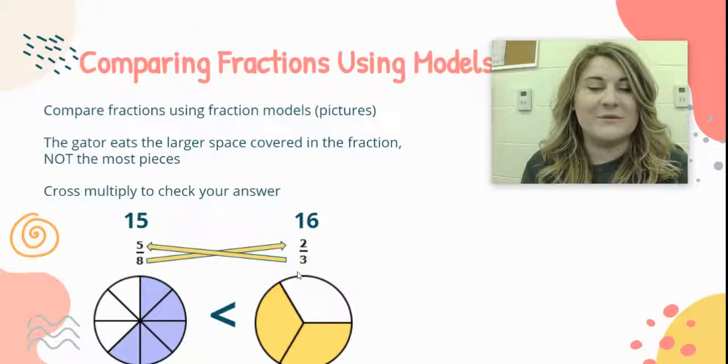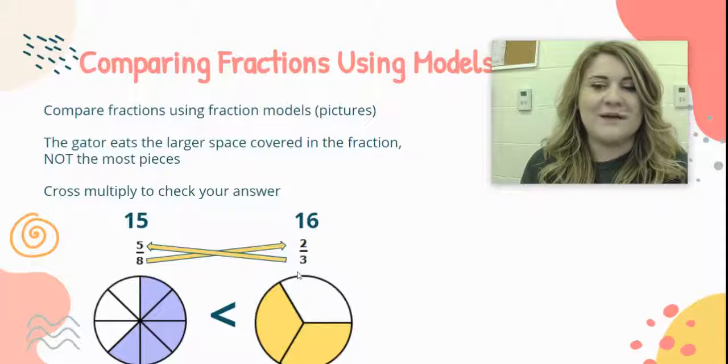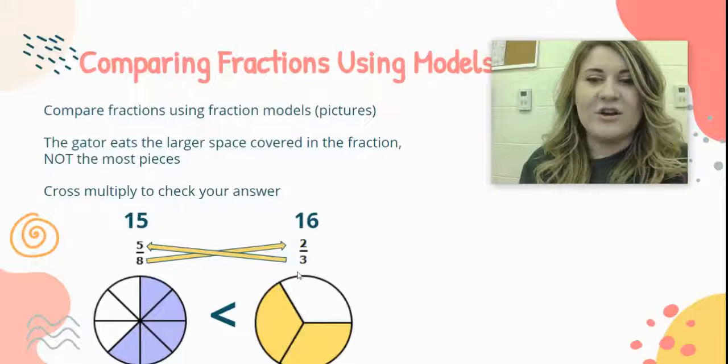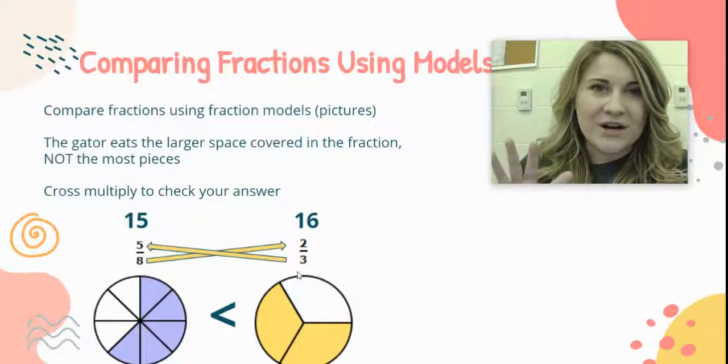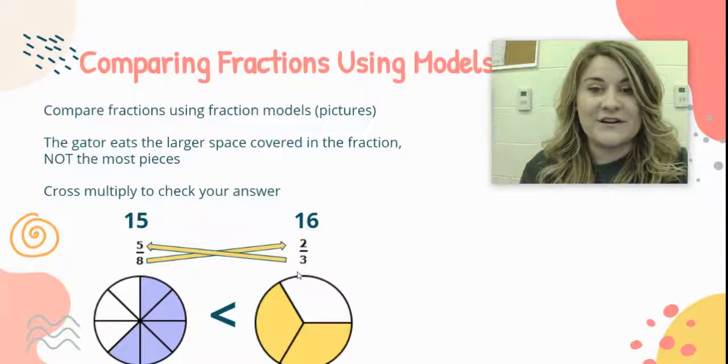I want you to cross multiply every single time to make sure that you got your answer right. Because you might be looking at that and thinking, oh, but this one has 5 colored in, so this one's got to be right. Don't rush it. You don't have to rush your answer. Slow down, do the work, and get the right answer the first time, okay?